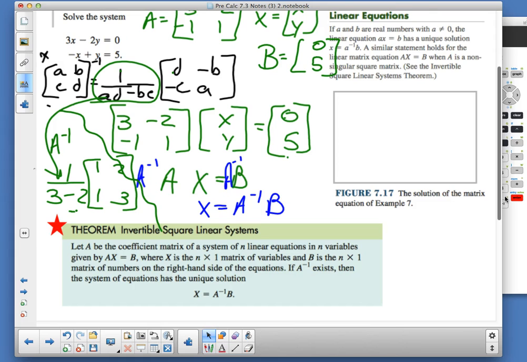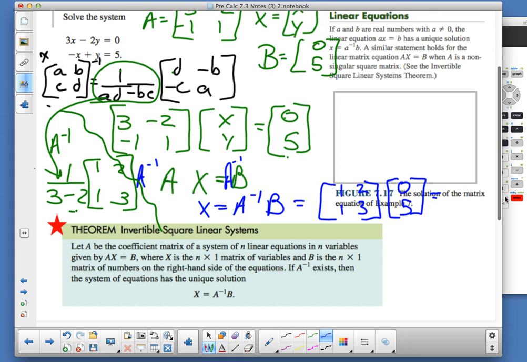My next step: I've got my inverse of matrix A, 1, 1, 2, 3, times my matrix B, which is 0, 5. And now I just do my multiplication. I get 10, and I get 15. It's not a fraction, it's 10, 15. And that's my X and Y values as I step through.